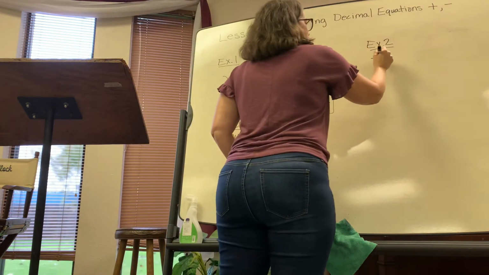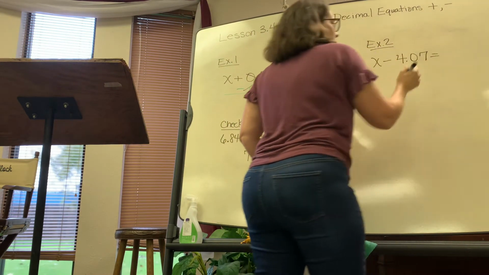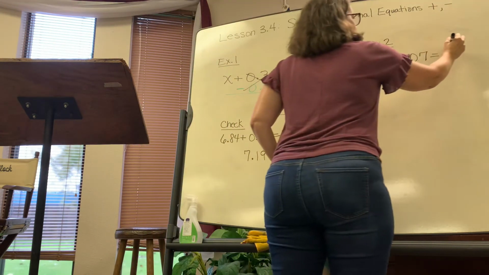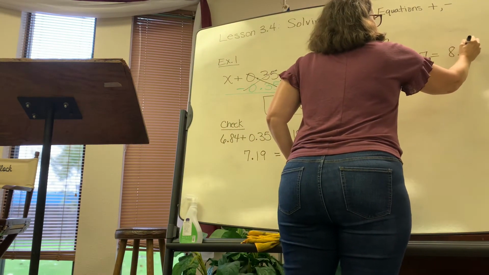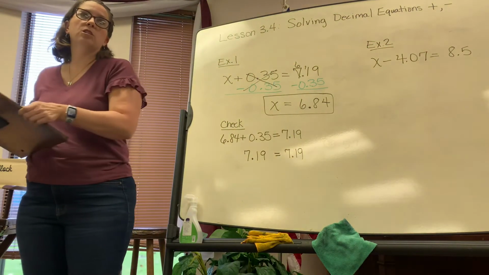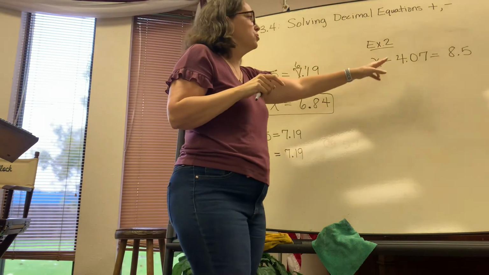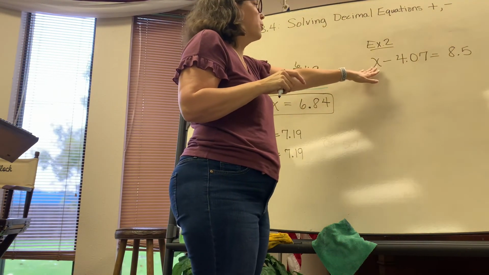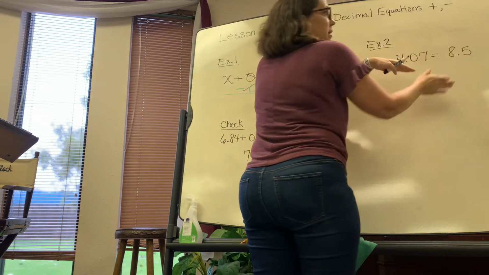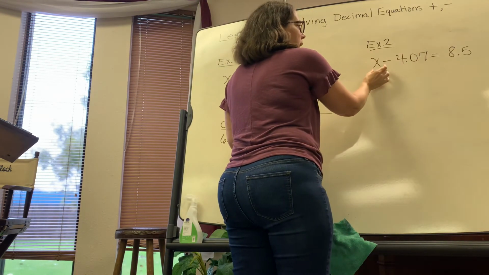Okay, x minus 4.07 equals 8.5. Okay, so when you're solving equations, it means it has an equal sign and it has a variable in it, right? When we're solving those equations, we're going to look at the side with the x. So just ignore this. That's x minus 4.07. And you say, I want to get rid of this because I want x by itself.